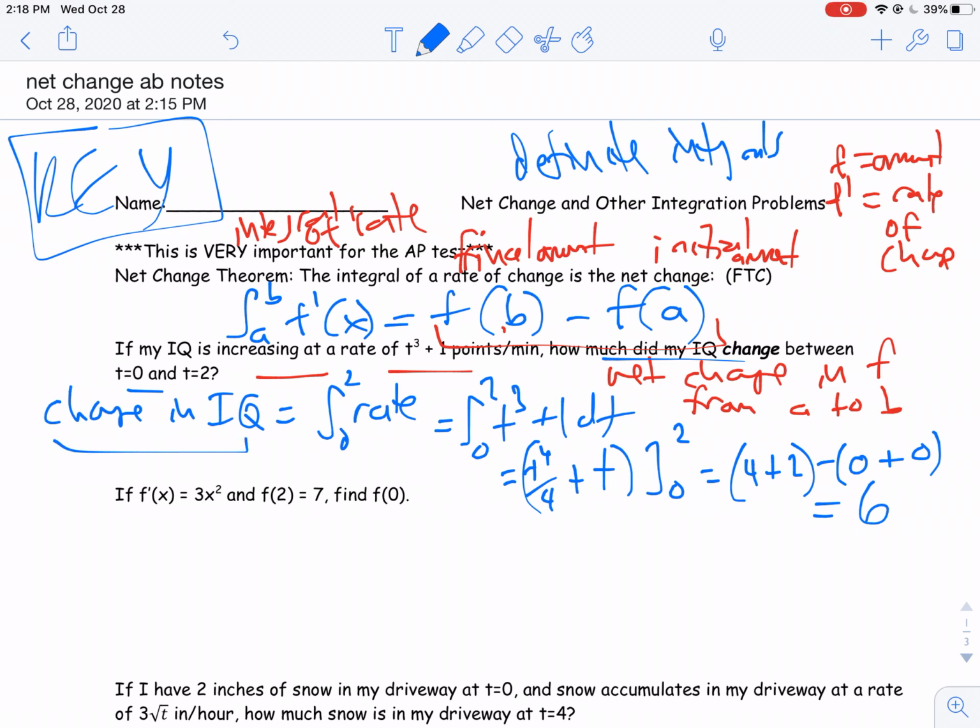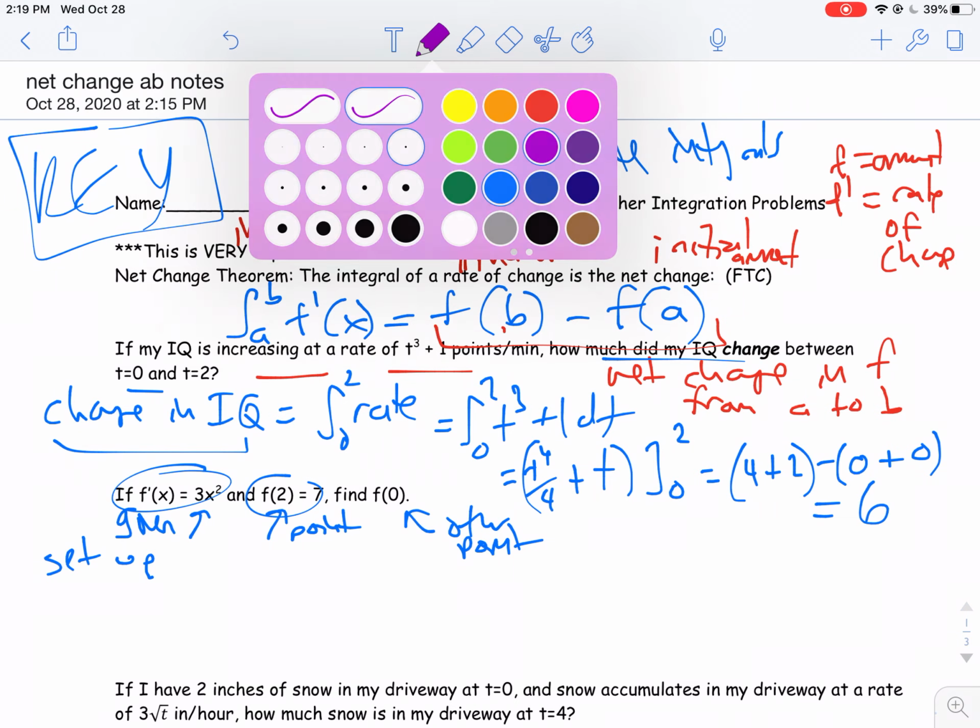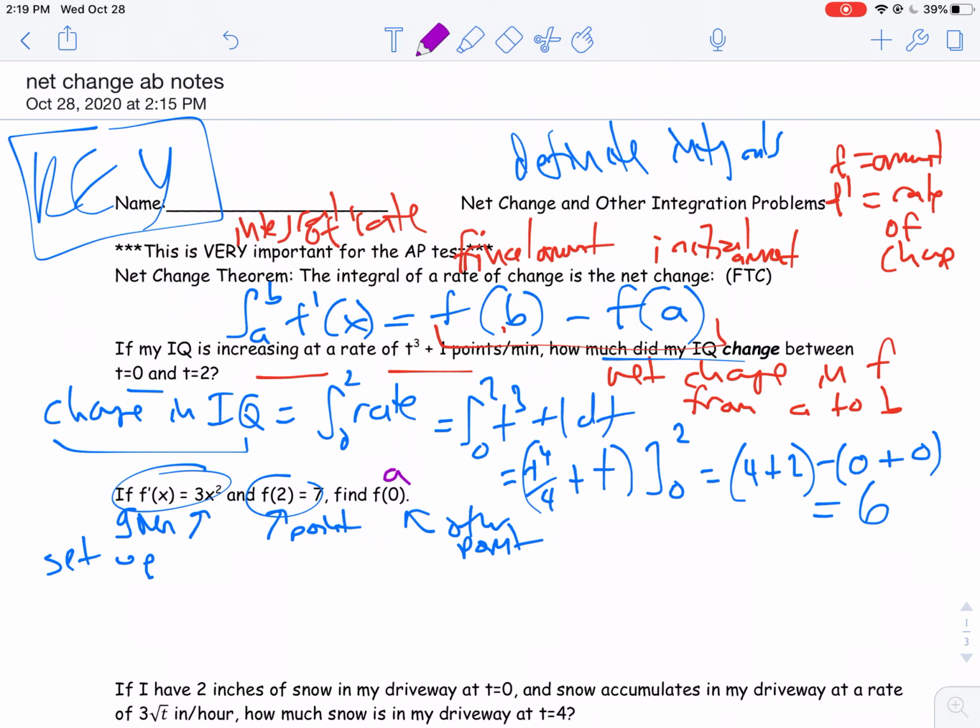You can also do it in problems like this, where they give you an f prime, you're given a point, and they ask you to find another point. This is the fundamental type of problem where you'll see the fundamental theorem of calculus. Let's set this up. For your a and your b, you use the 2 points that are given. Just pick the smaller one to be a, although it really doesn't matter, and the bigger one to be b. So if you integrate from 0 to 2 of f prime of x, that gives you f of 2 minus f of 0.